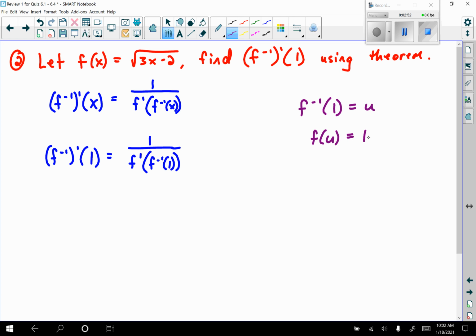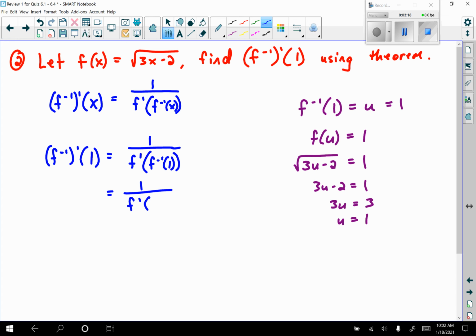So then what I do is I set the square root of 3 times u minus 2 is going to equal 1. And then I solve for u. So I'm going to square both sides. So we'll get 3u minus 2. 1 squared is just 1. Solve for u here. So 3u is going to equal 3. And then u is going to equal 1. So going back up here, that's going to equal 1. So now this becomes 1 over f prime of 1.